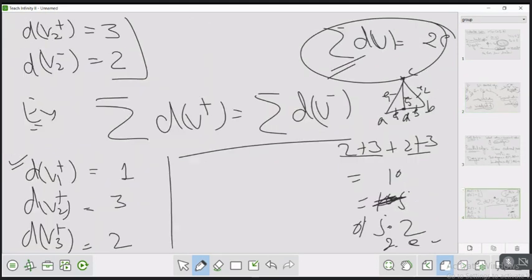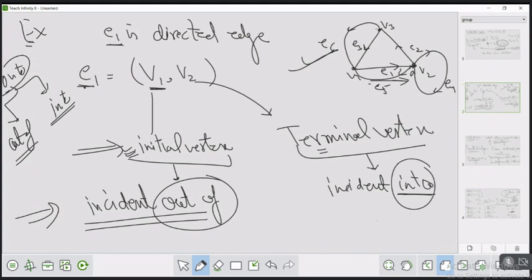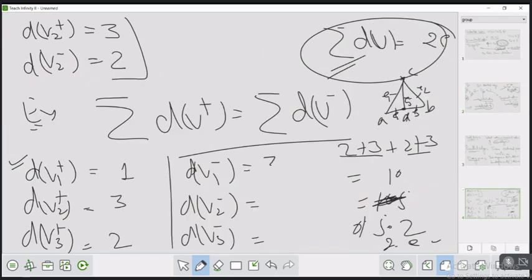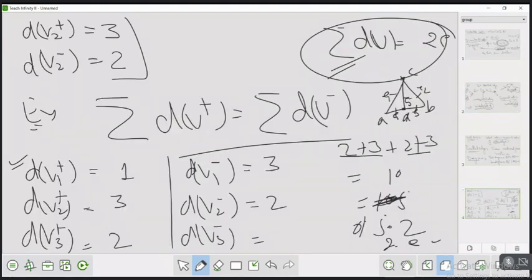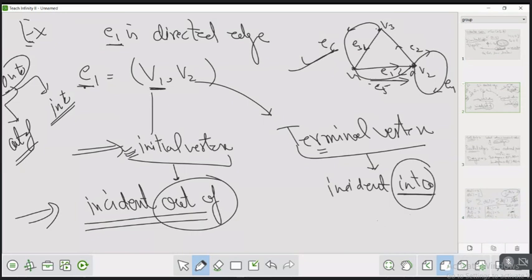Now the in degree of v1, in degree of v2, in degree of v3. What is the in degree of v1? 3. What is the in degree of v2? 2. In degree of v3? 1.